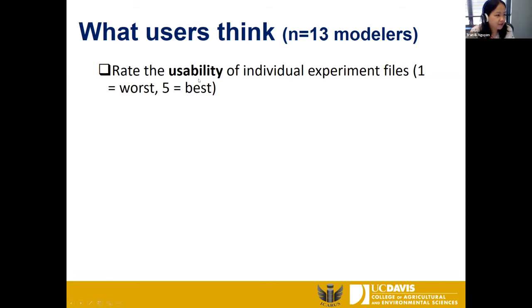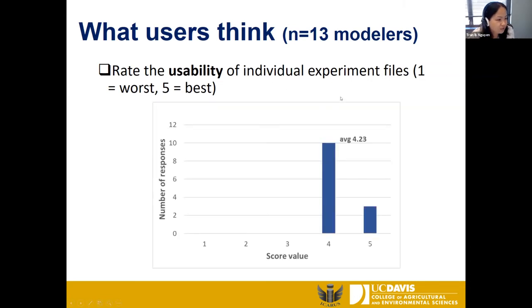And so we asked a few questions. There's a lot of questions, but I'm only going to be showing the responses from the data-specific ones. So, rate the usability of the individual experiment files, 1 being totally bad, and 5 being the best ever. And I think we did pretty good. Most people said 4, so very good, and some people said excellent. So we're right about 4.2. The CSV-Y type of format, at least to the modelers, is working out pretty well.